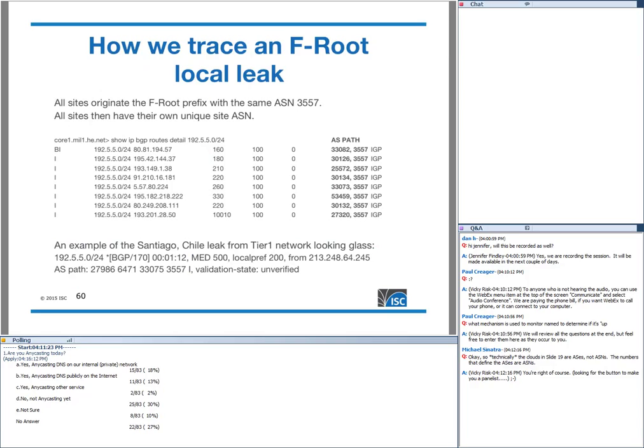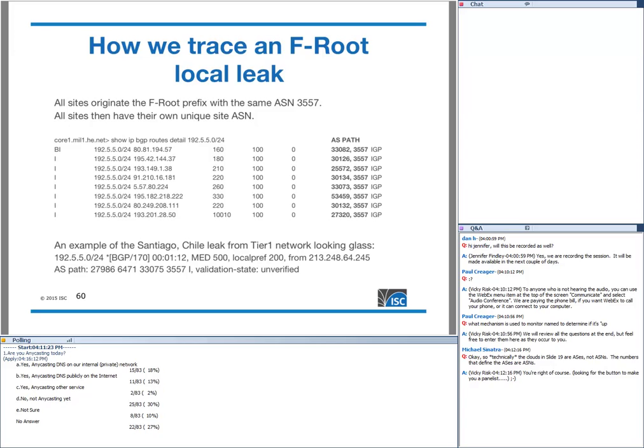I grabbed some output from a BGP looking glass from Hurricane Electric. I grabbed them because we peer with them in a number of locations. And this is from their Milan, Italy router. And you can see in the first line there, the 33082, that's our ASN for Frankfurt, Germany. The next one, for example, 30126 is Paris, France. The next one is 25572, which is Madrid, and so on and so forth. So that is what signals to me in terms of a leak where it's coming from.